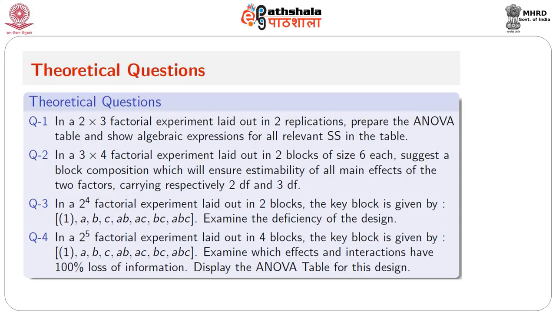The last one is, you have a 2 to the power 5 factorial experiment laid out in 4 blocks. You know that there are 3 degrees of freedom due to blocks, and you are given the key block having 8 compositions. Examine which effects and interactions have 100% loss of information. So there are effects and interactions which have been totally gone because of this blocking. So you have to identify them. Okay, that is the type of question coming up here.